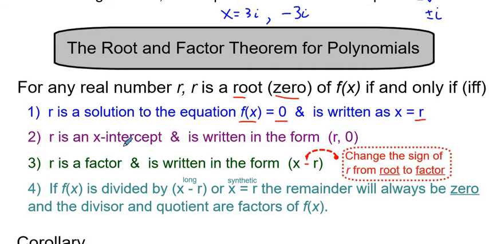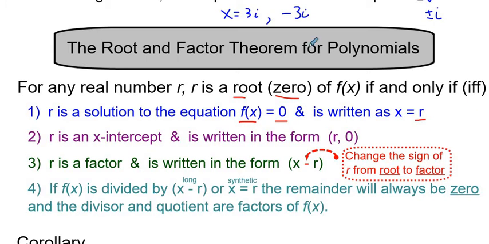Well, that r could then be written as a factor because it had to come from a factor, and that factor would be x minus r. Please keep in mind you change the sign of r from root to factor or factor to root. So whatever this is, this will be the opposite. Let me give you an example of that.